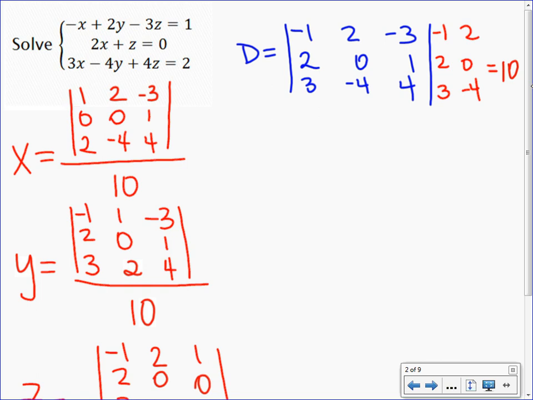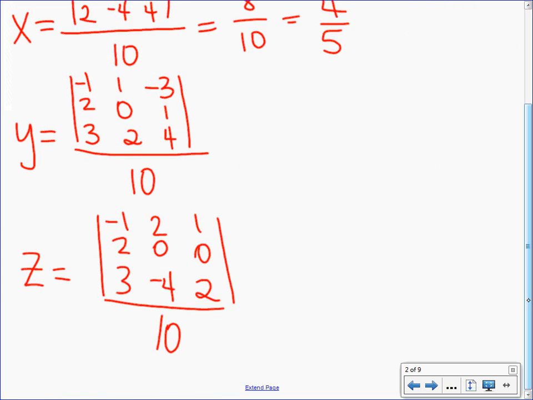Alright, parts 1 and 2. What is the determinant of d sub x? 4 over... What's the determinant? 8. So we have 8 over 10, which reduces to 4/5.